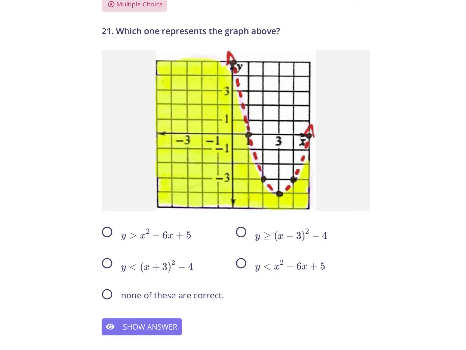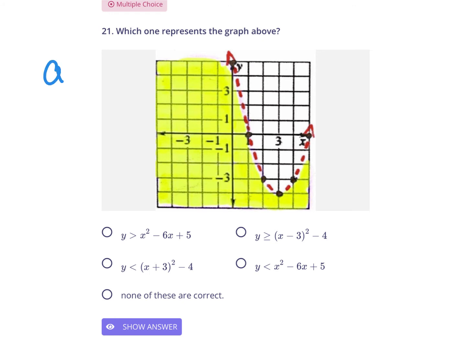Alrighty, I love these where they give you a graph and they ask you to, you know, I've been thinking, I say I love these all the time. I love math.